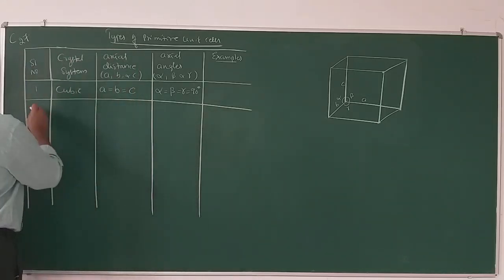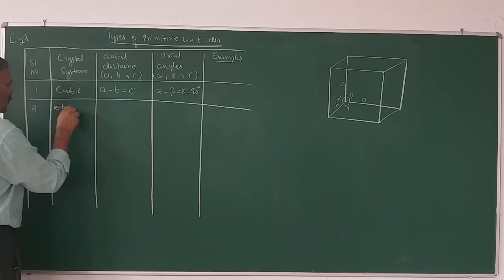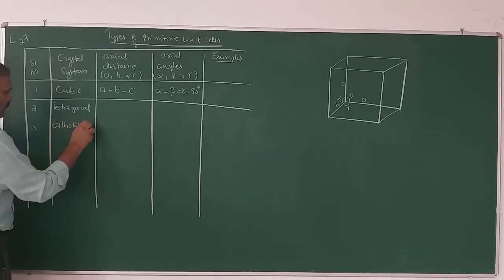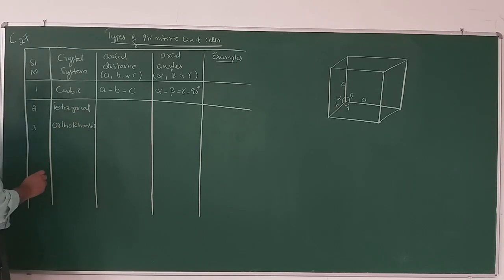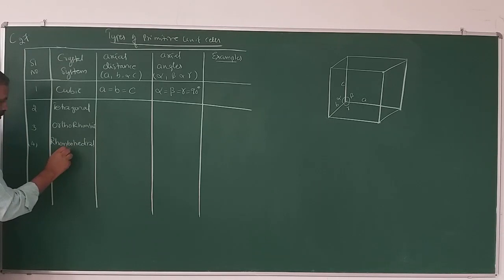The second type is tetragonal. The third type is orthorhombic. The fourth one is rhombohedral. Rhombohedral is also called trigonal.